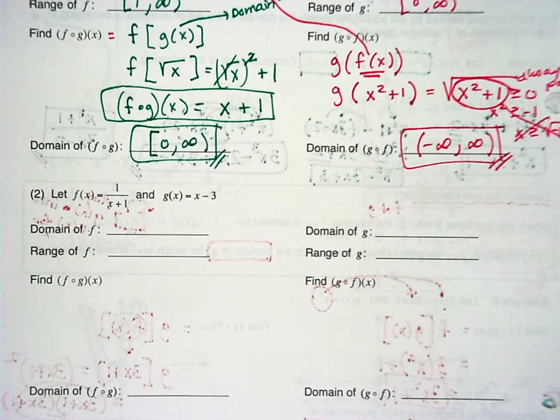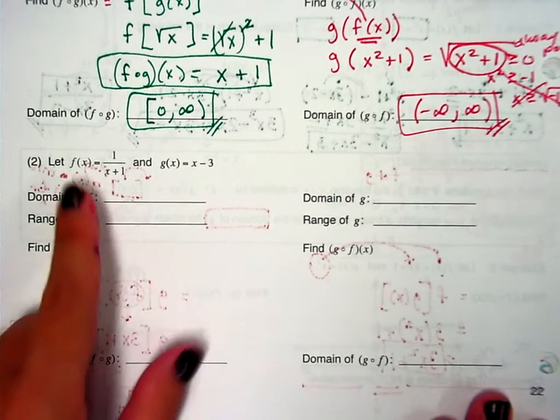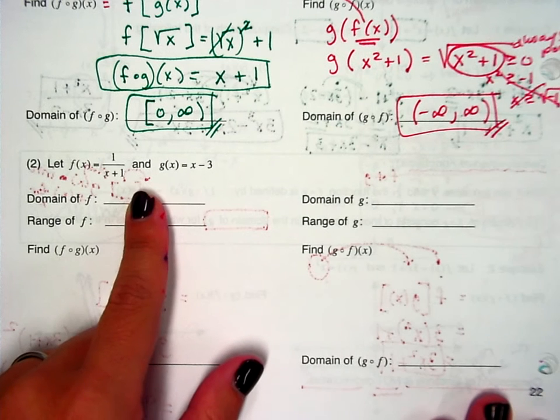I pick up where I left off. So we are on page 22 in the notes packet, example 2 down here. Again, still talking about domain.